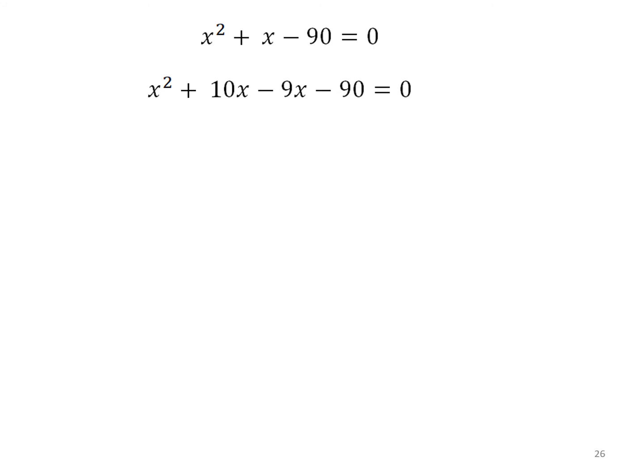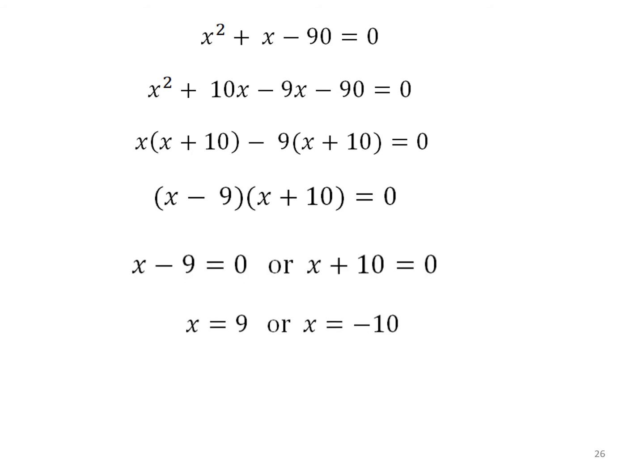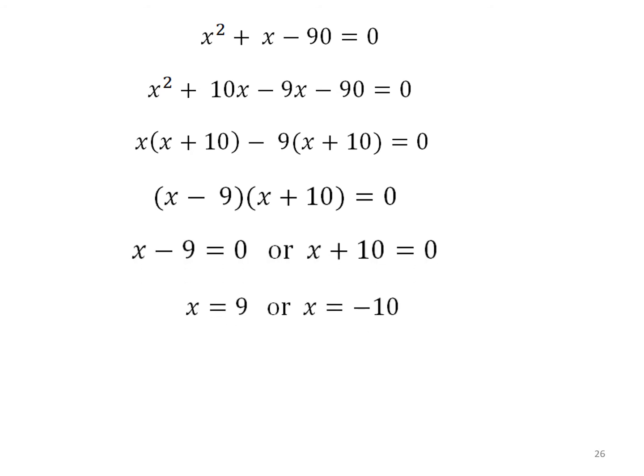So we take the first two terms common and the second two terms together. So x plus 10 minus 9 into x plus 10 is equal to 0. So we will get x minus 9 and x plus 10 is equal to 0. We separate: x minus 9 is equal to 0 or x plus 10 is equal to 0. Therefore, the value of x is equal to 9 or x is equal to minus 10.